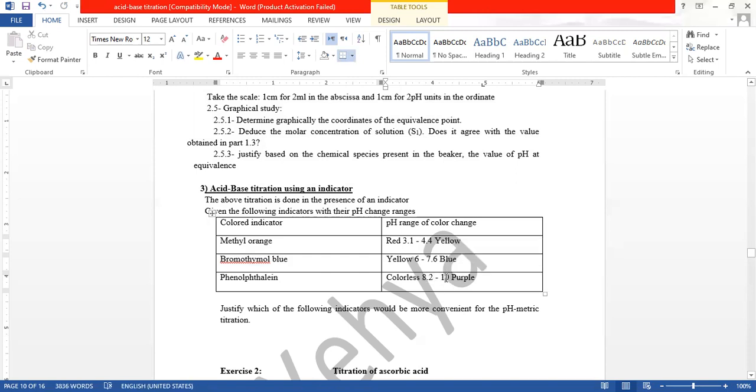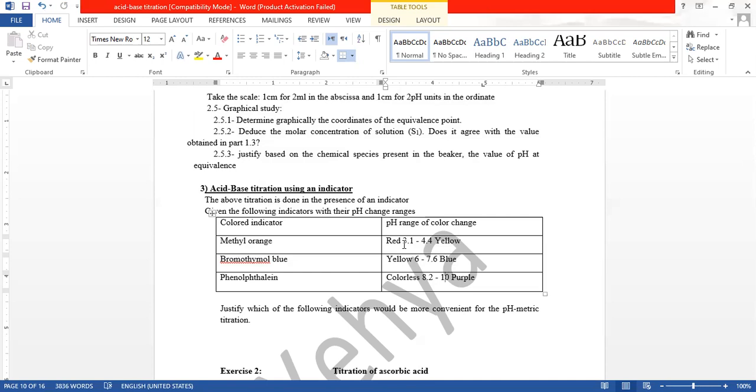There are many examples of colored indicators. To choose the suitable indicator, the pH at equivalence should be included in its range. The pH at equivalence should be in the range of the pH of color change.